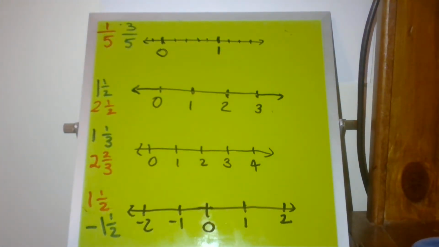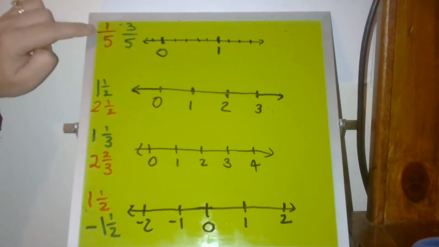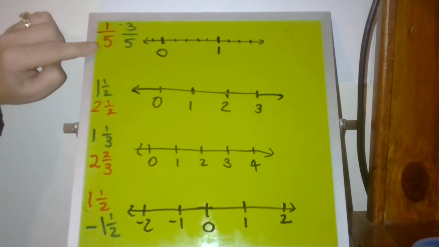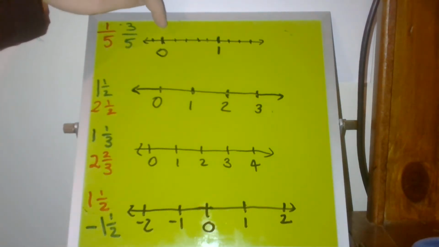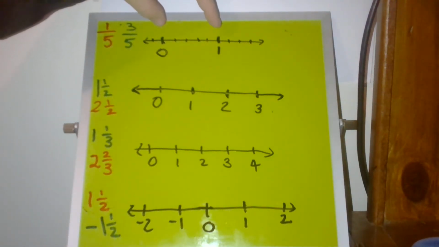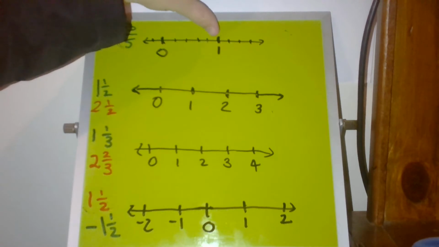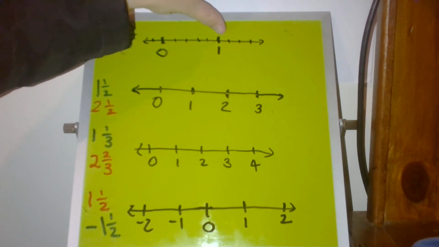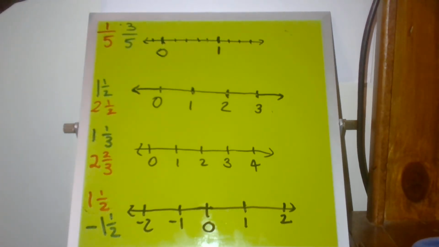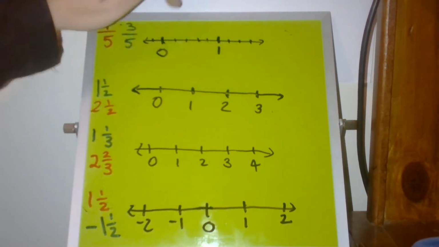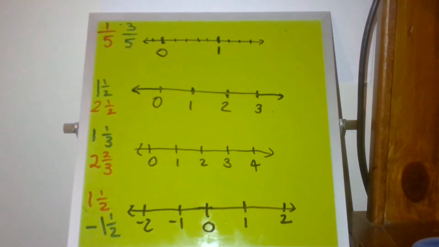So 1/5. 1/5 is one part of 5 total parts. So I've gone ahead and I have partitioned my space between 0 and 1 into 5 equal sized pieces. So 1, 2, 3, 4, 5. If I put 5/5, that would be the same as 1 whole. Now to partition it into 5 pieces, I've had to use 4 little dashes. 1, 2, 3, 4 in the middle there.